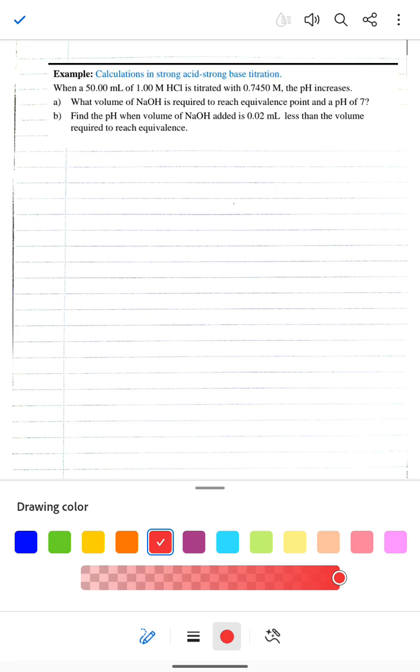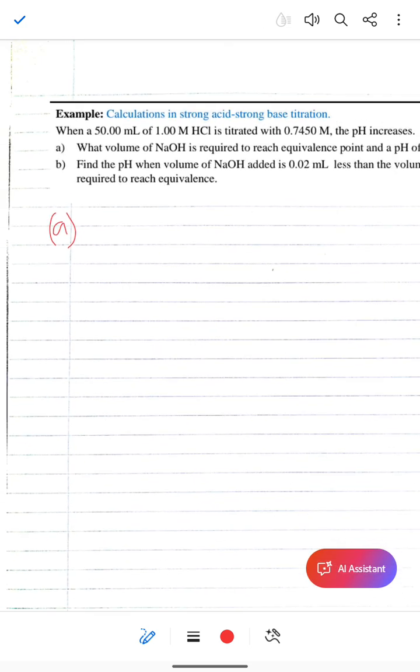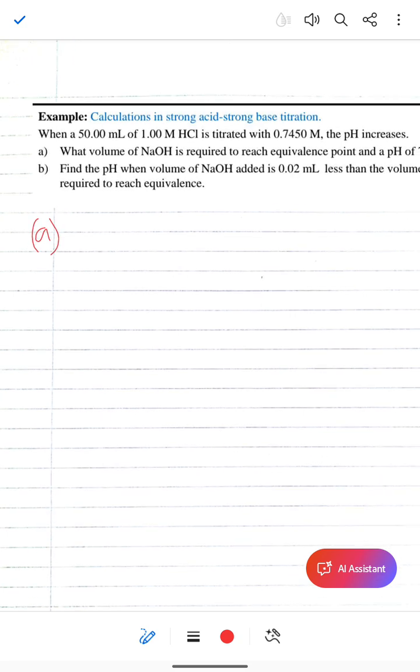So we have a question here. When 50 ml of HCl is titrated with 0.7450 molarity sodium hydroxide, the pH increases. Then the first question is: what volume of sodium hydroxide is required to reach the equivalence point and a pH of 7? Let me attempt to answer question A. What volume of sodium hydroxide is required to reach the equivalence point?